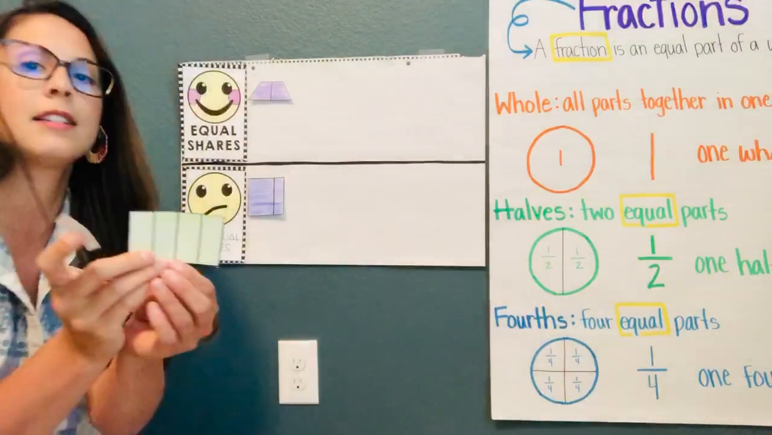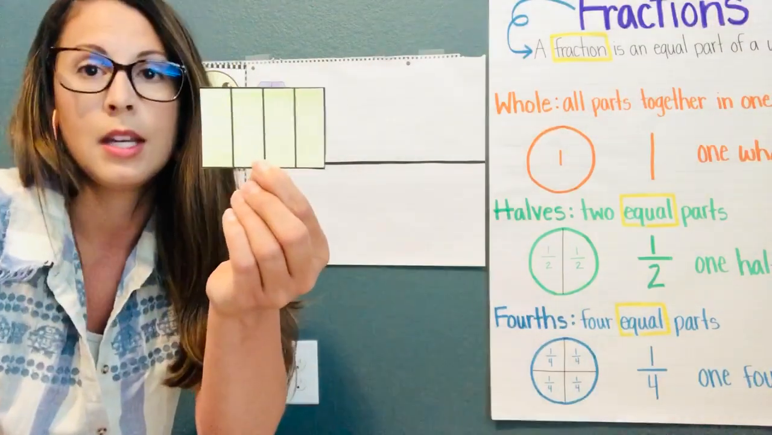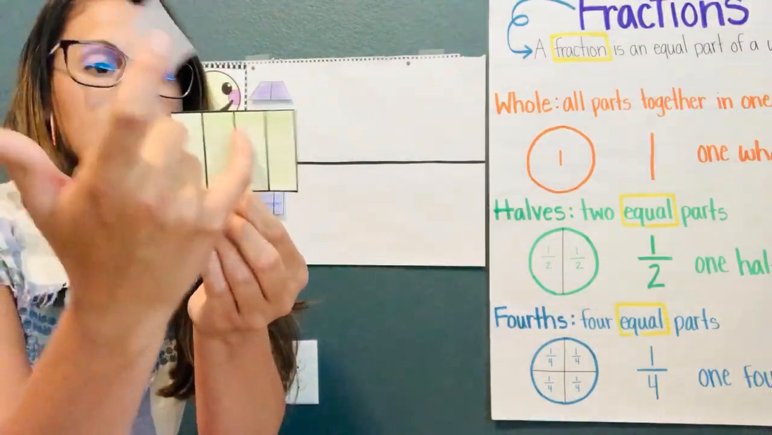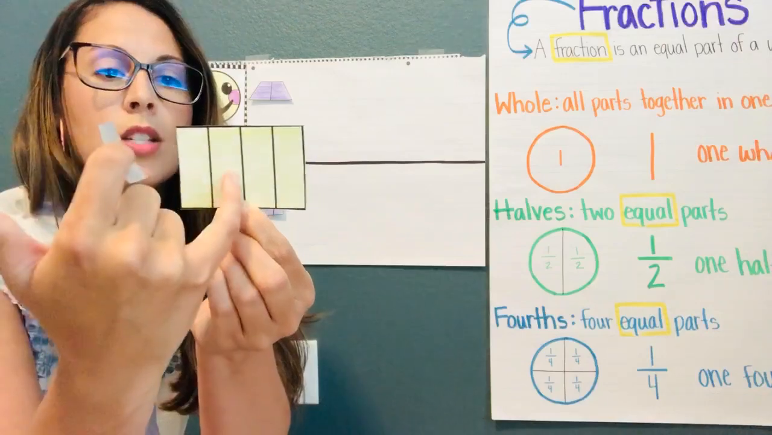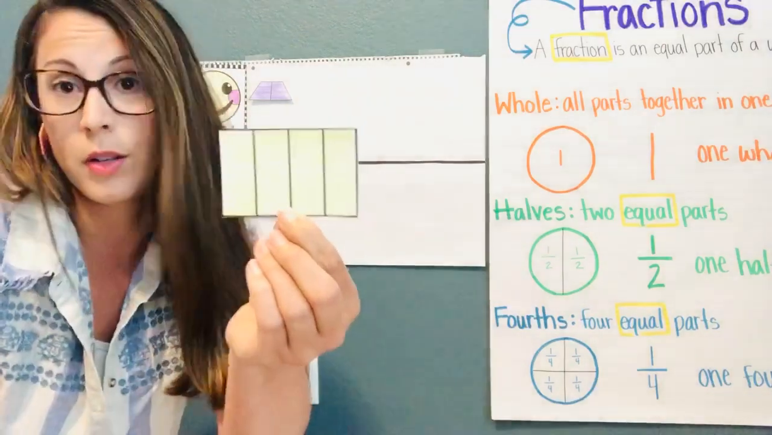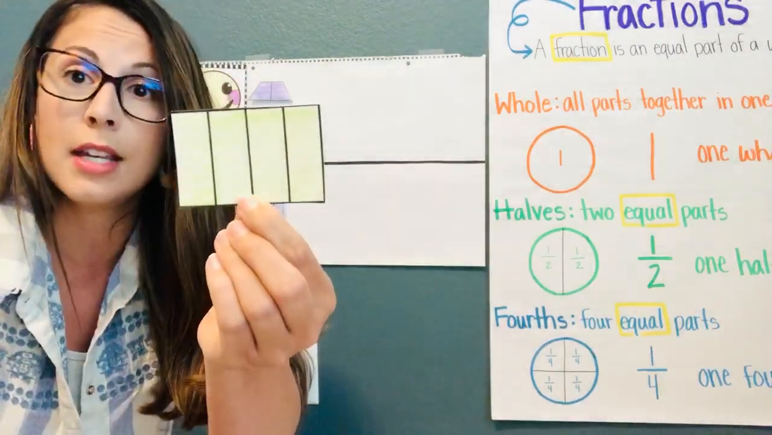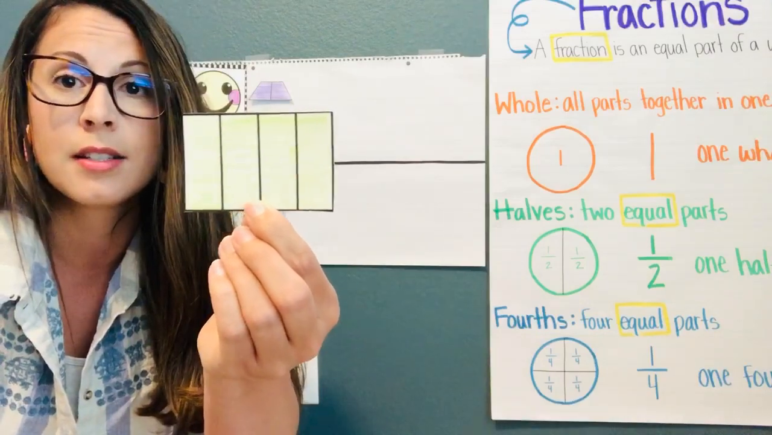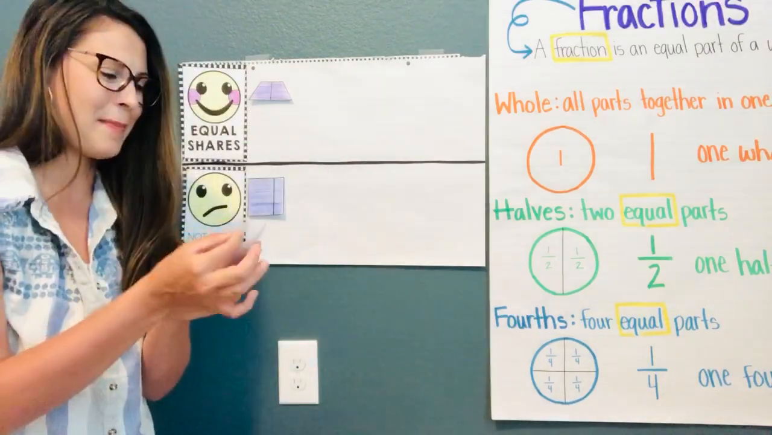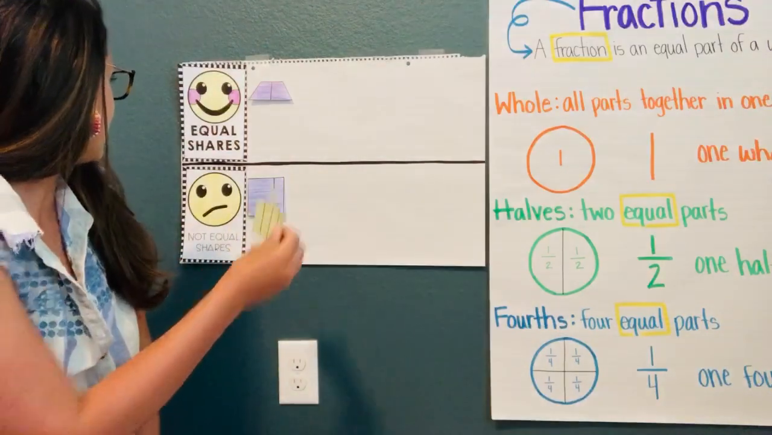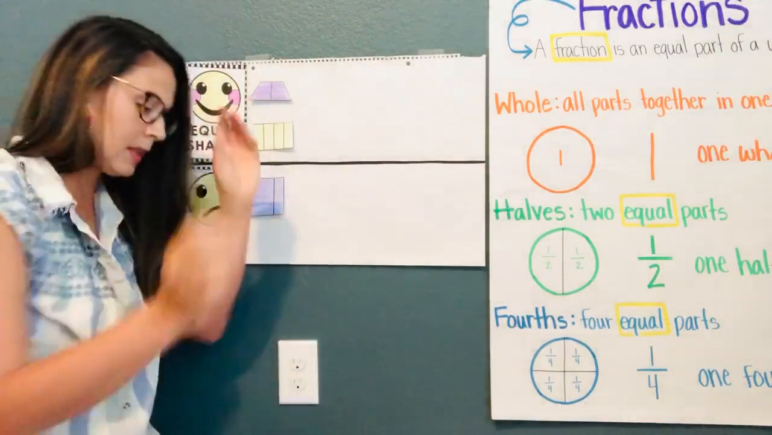Let's look at this rectangle. It's partitioned, and I see 1, 2, 3, 4. So it's in fourths. And are they equal shares? Yeah, good job. Let's see, equal shares with the smiley face.